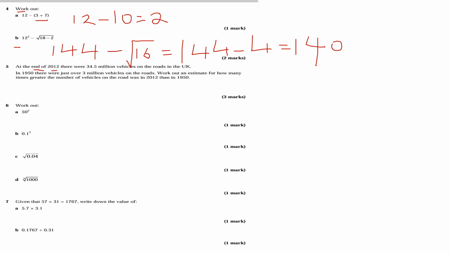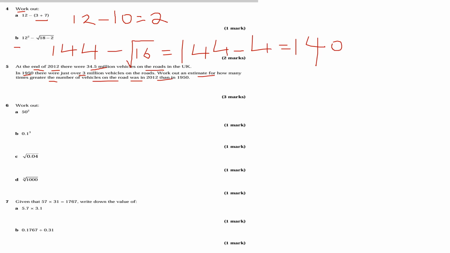Question number 5. At the end of 2012, there were 34.5 million vehicles on the road. In 1950, there were just over 3 million vehicles on the road. Work out an estimate for how many times greater the number of vehicles on the road was in 2012 than 1950.